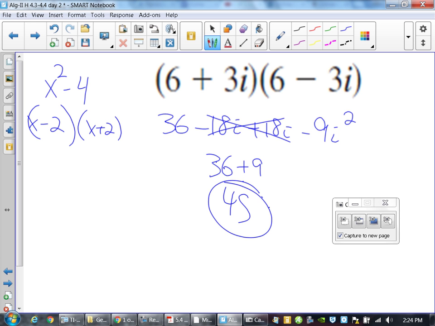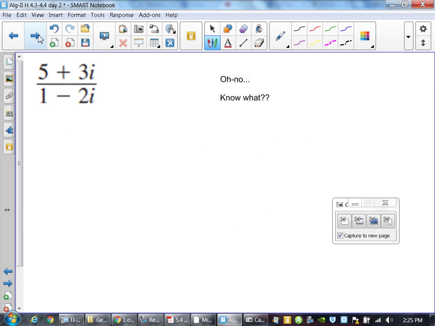So every time you do this, do you have to FOIL it out, or can you just go? If you notice the pattern, first term squared, last term squared, and you're adding it. That works. The last term squared would be 3 squared, and it's a 3i, so 9i squared. So instead of minus 9, it becomes plus 9.